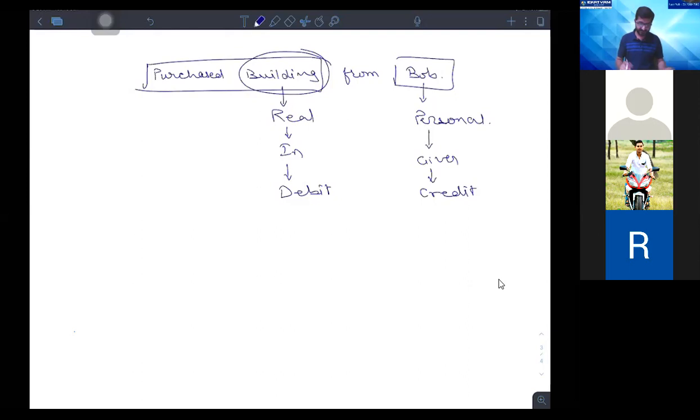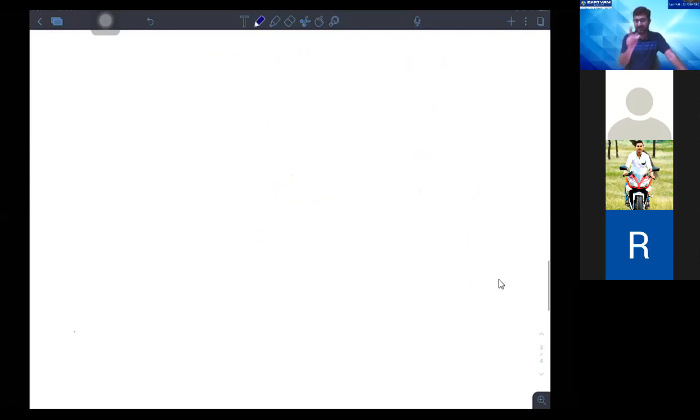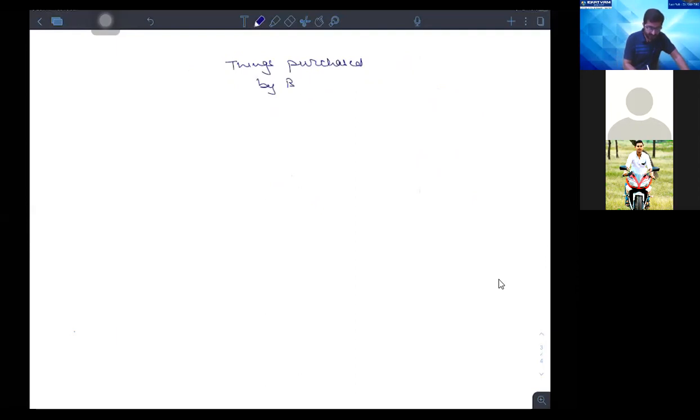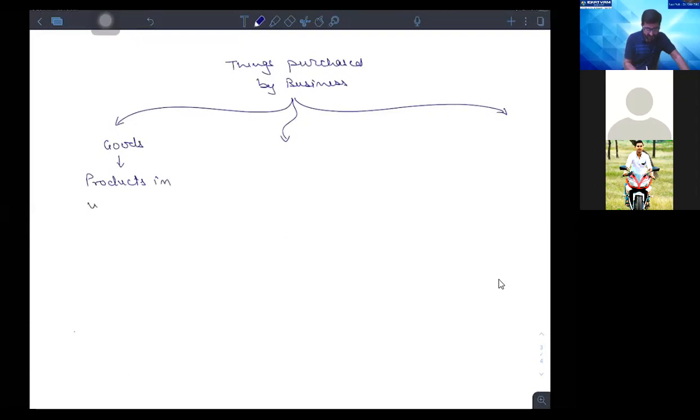I'll just write this summary once again. I'd already explained that in the April batch, but May batch, I think I have missed out on that. Things purchased by business are divided into three parts, I said. What are those? First is goods, products in which business deals. These are called goods. Then the second thing that we purchase is assets.